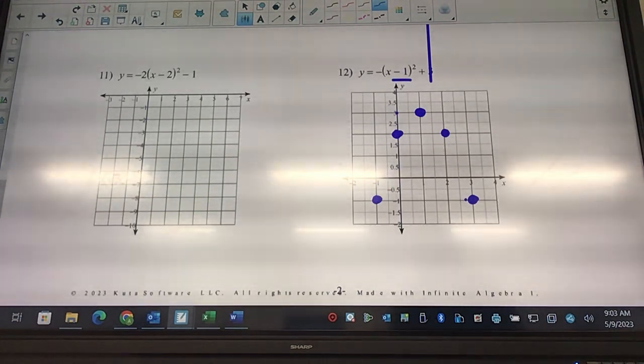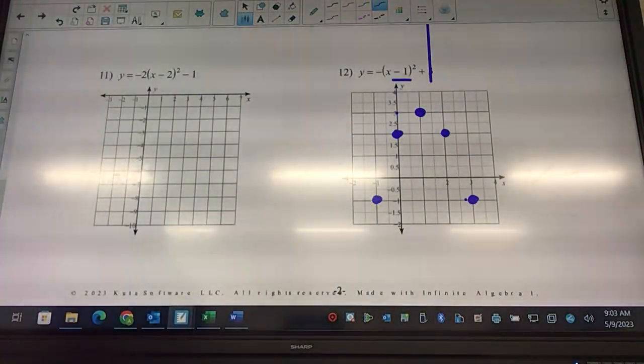Okay, you guys got 6 to do. Go through and get your 6 done, and then put it in the box back there.